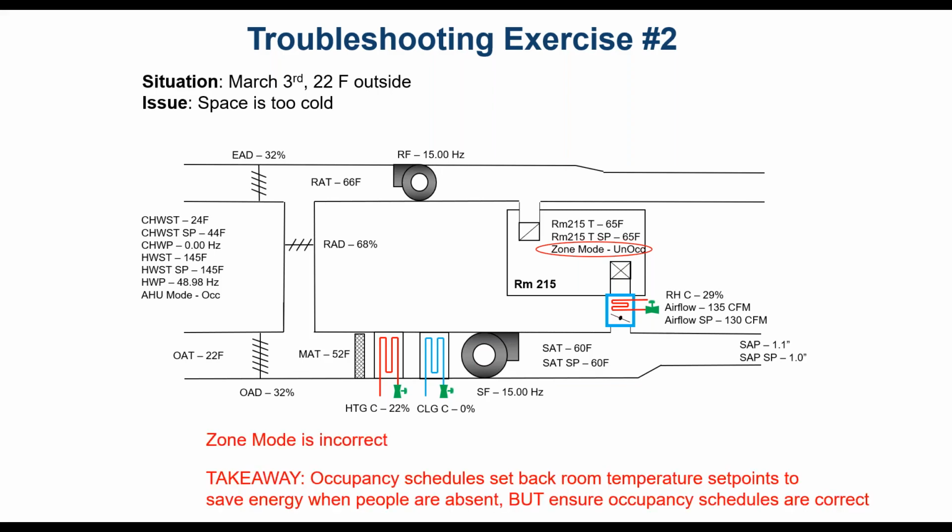So the key takeaway here is occupancy schedules set back room temperature set points to save energy when people are not there. But you've got to make sure those occupancy schedules are correct. Otherwise, you could run into issues like this.